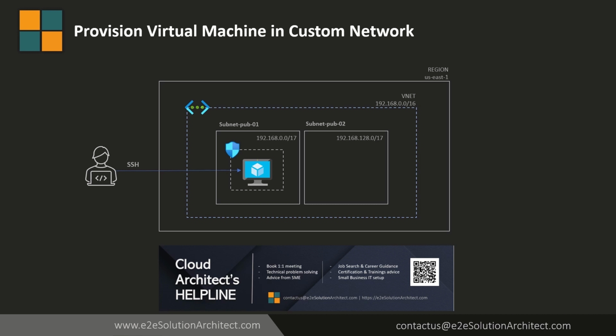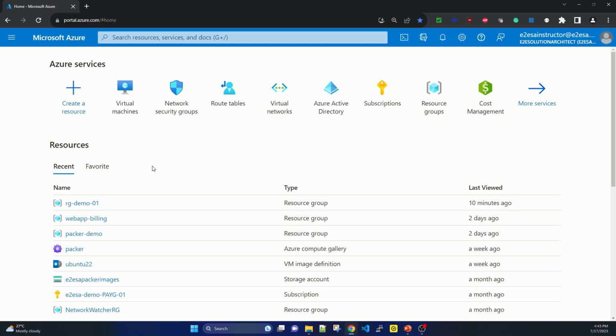This is for a very quick purpose: to learn how we can create a custom network in Azure, and secondly, how we can connect to this virtual machine from our local system through SSH. So let's proceed. Here I am logged into my Microsoft Azure portal.